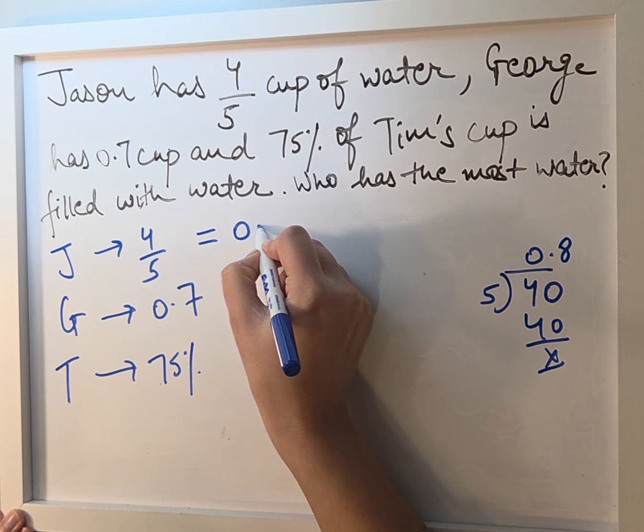Now for Tim, 75% of the cup is full, so he has 75%. Okay, so now to convert a percent into a decimal, how do we do that? If you've not yet seen, we've done another video on how to convert percentages into fractions and vice versa, and also the same for decimals, so please do check them out.